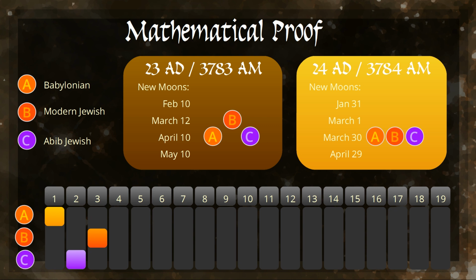The next year is 24 AD, or 3784 AM. The new moons happened on January 31st, March 1st, March 30, and April 29. For the Babylonian and Abib-based calendars, 12 months later would be March 30th. This is after the equinox and satisfies the rules for both.